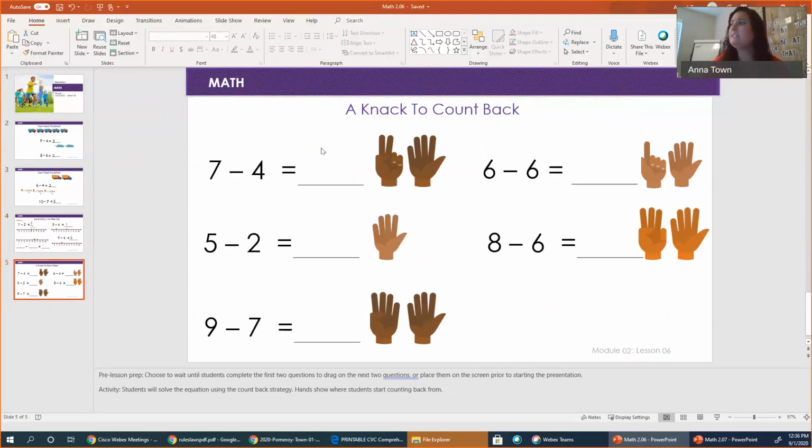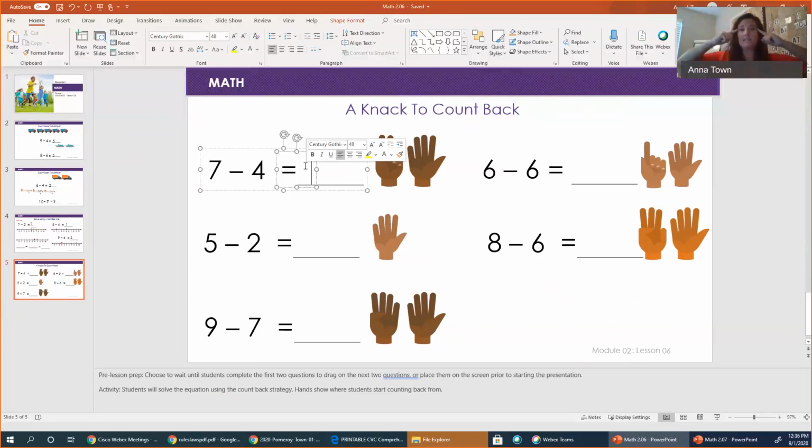Now I'm going to teach you how to count back. So we put our biggest number in our head, which is 7 in this equation, 7 minus 4. Put 4 fingers up and count backwards. 6, 5, 4, 3. So 7 take away 4 is 3.